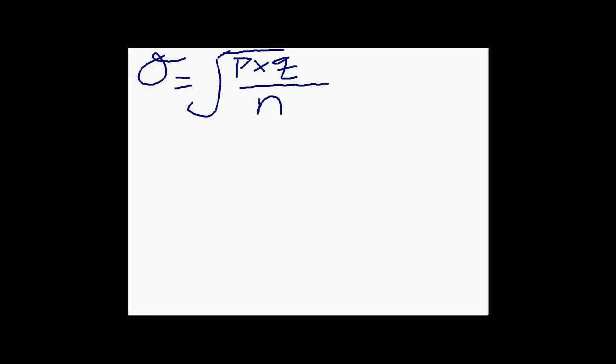So with this example, let's first solve for the standard deviation. The standard deviation is equal to the root of the probability of success times the probability of failure, Q, all over n.